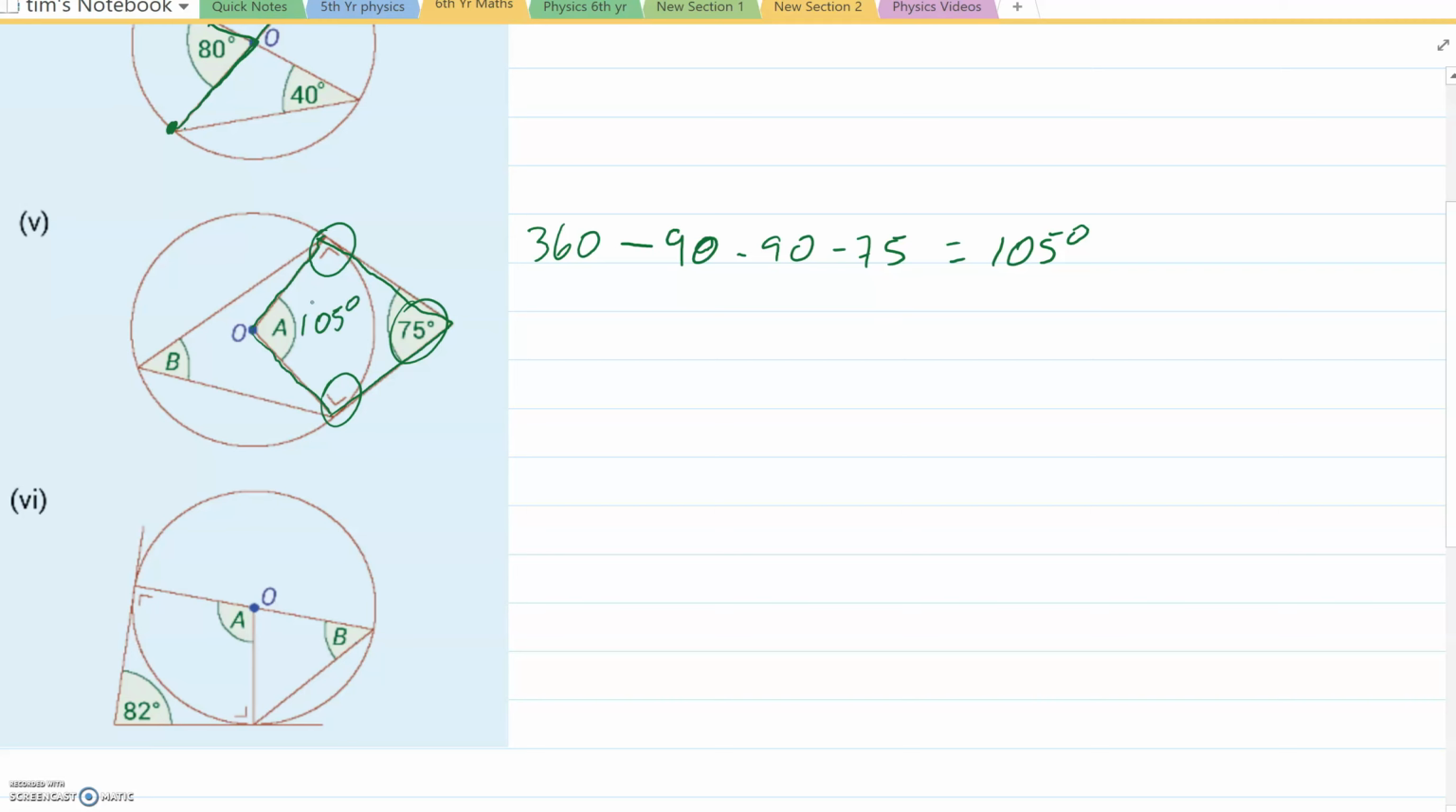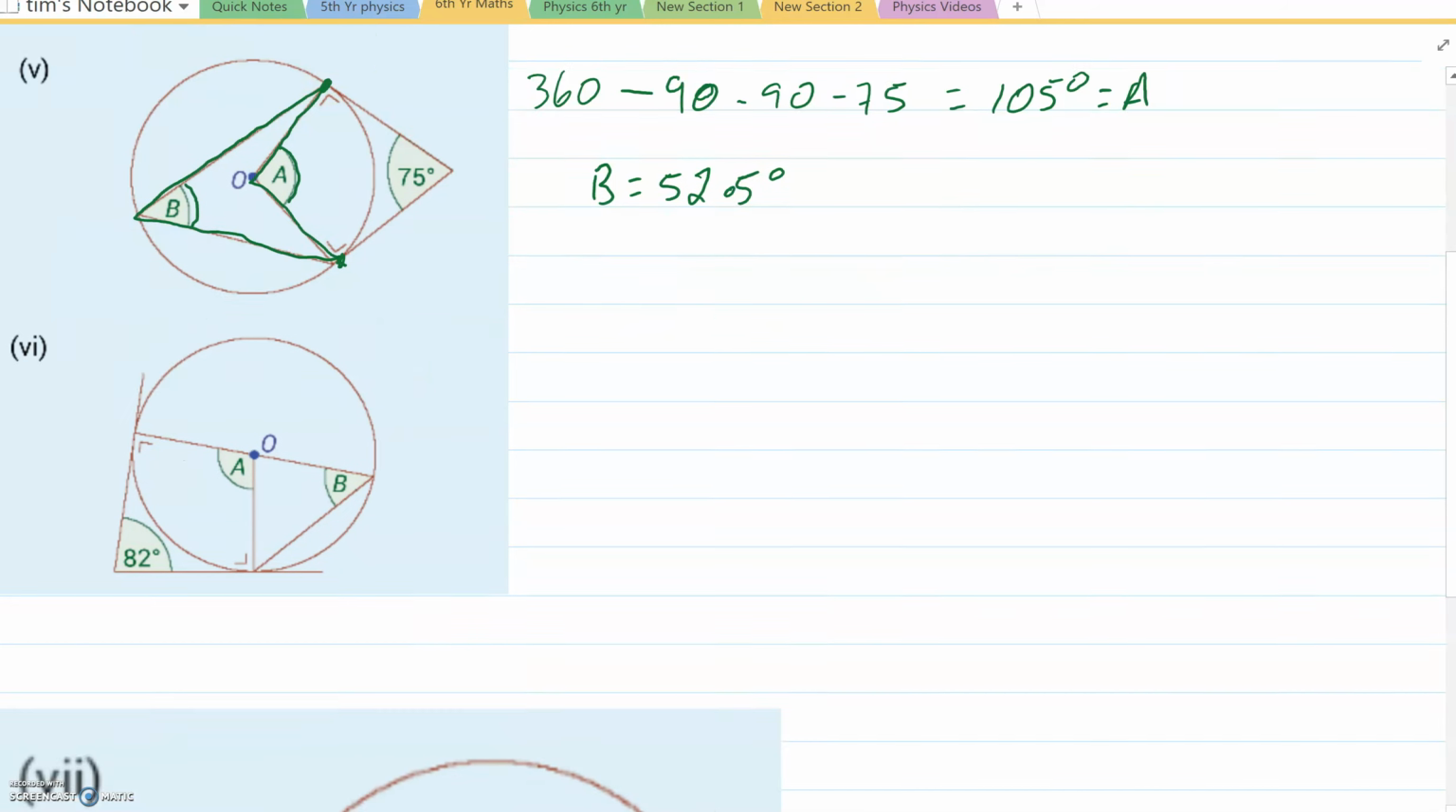For B, using our theorem on center angles, if you take this point here and this point here, you can see that this angle and this angle share the same base. This one goes to the center, so angle A is twice the size of angle B. So you take 105, divide it by 2, and B is equal to 52.5 degrees.